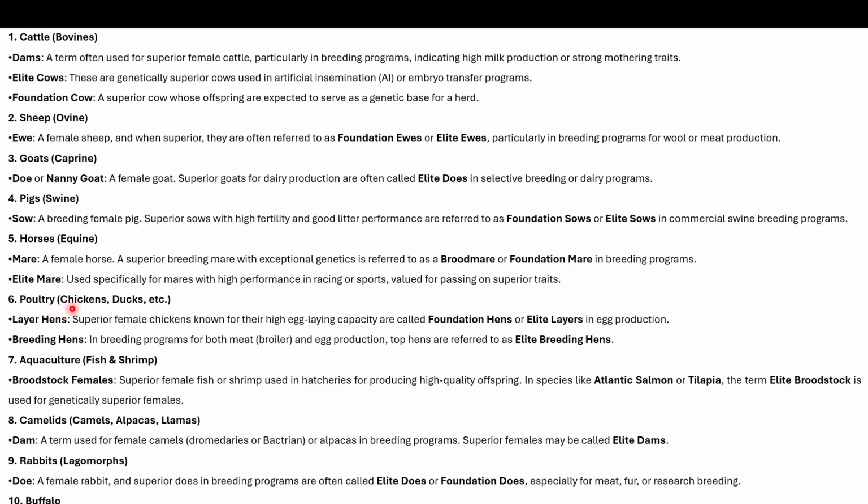In case of poultry like chickens, ducks, etc., there are layer hens, which are superior female chickens known for their high egg laying capacity. They are also known as foundation hens or elite layers. Breeding hens are used in breeding programs for both meat as well as egg production. Top hens are elite breeding hens.